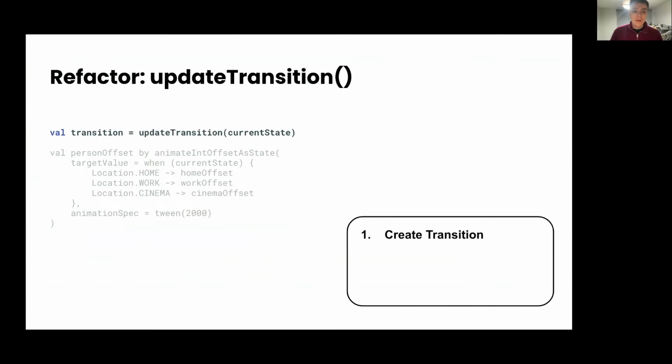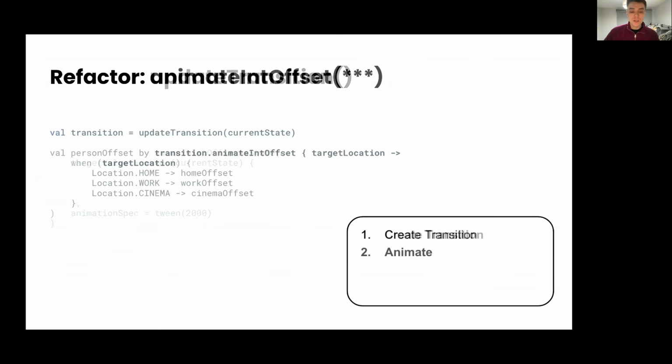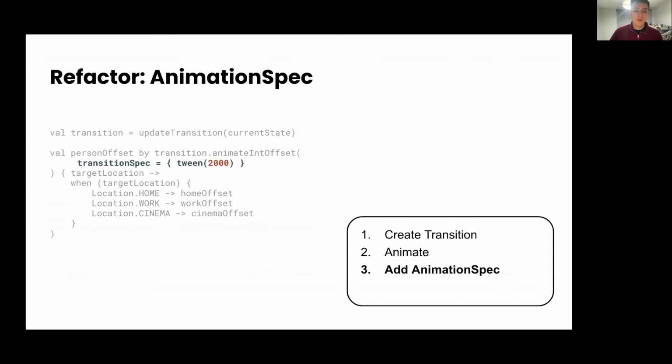So the first thing we need is to create updateTransition with our state. And updateTransition is just a composable function that creates and stores a transition object. Then we change animateIntOffsetAsState to transition.animateIntOffset. And please note that in transition.animateIntOffset, we have a lambda with a target parameter, right? This lambda will be called each time we change the state, for calculating the new target value which our animation should target. Now, the only thing left for us is to add the duration of the animation. And this is done using the transitionSpec parameter.